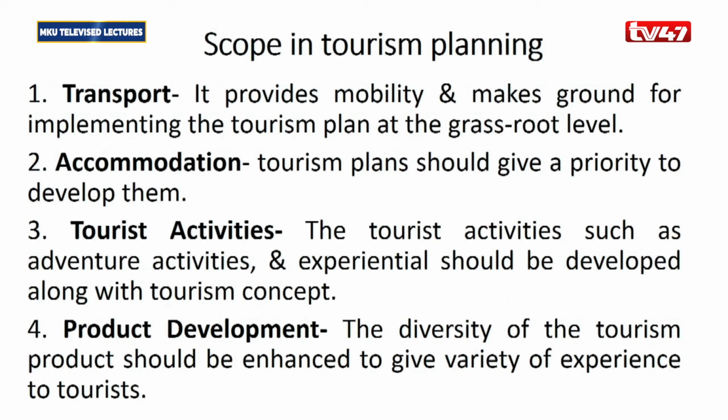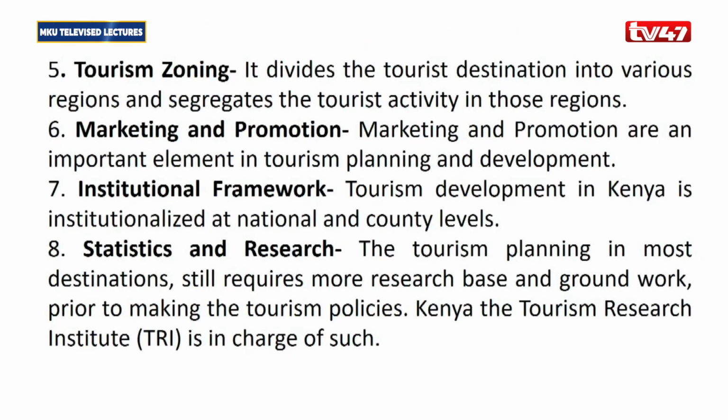Another area is tourism product development. You cannot talk about tourism planning without developing specific products, and this helps us in the area of diversification. Whenever we come up with a plan, we are always asking ourselves, which other product can we showcase? Which other product can we develop even as a country? Then it also encompasses tourism zoning. That is trying to divide different destinations into various regions and segregate the tourist activities in those regions. So zoning itself, the subdivision of different tourist attractions or destinations, is important.